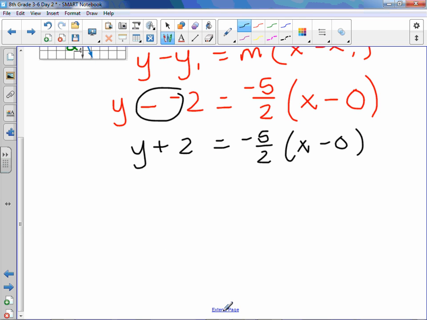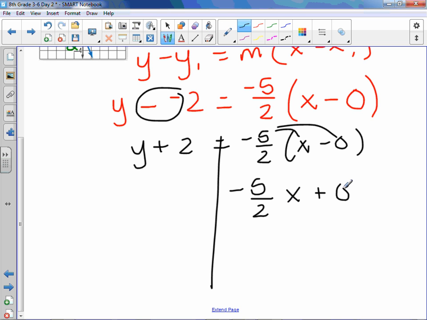And now we need to get y by itself, so we're going to use our slope-intercept form, or find our slope-intercept form. So the first thing I'm going to do is distribute. Negative 5 halves x. Well, anything times 0 is 0. This is really plus 0, but because it's plus 0, we don't need to write it. So that just goes away. Equals, bring down your y plus 2.